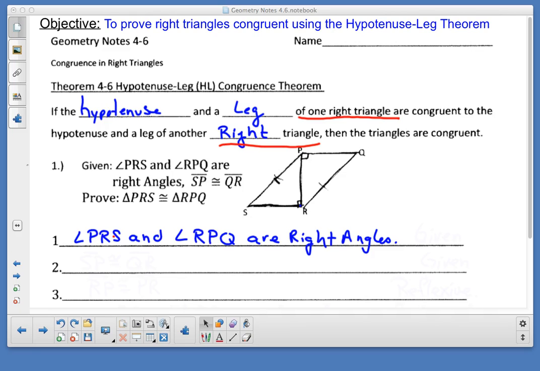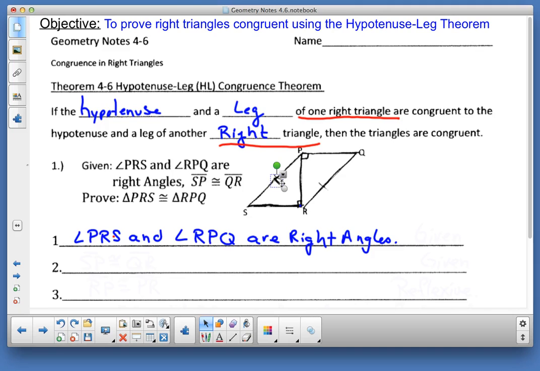So we're doing a proof here. Number one, given triangle PRS and triangle RPQ are right angles. Hey, that's cool. I don't have to do the perpendicular two-step. They told me the right angles already. Okay, I can talk about segment PS congruent to segment QR.